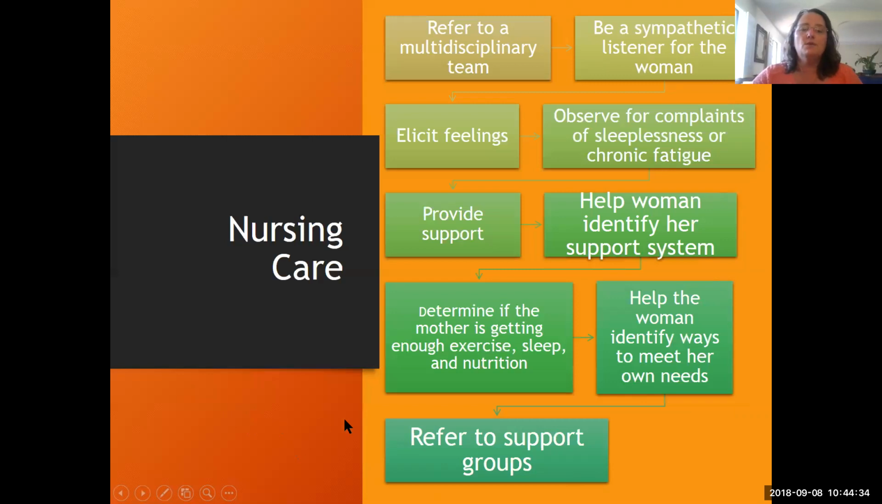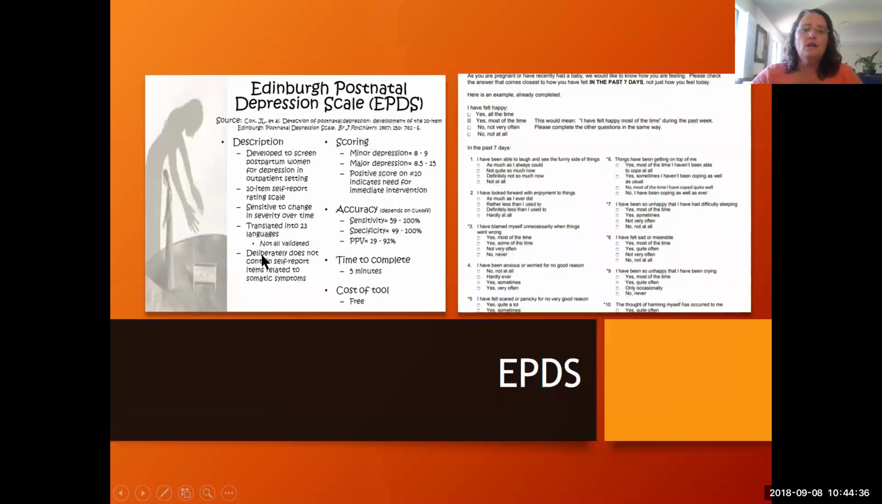So this is the Edinburgh scale that I was talking about. This is one of the postnatal depression scales that we use after delivery. It's per policy, but if they answer anything over a 10, we need immediate intervention. And if they answer question 10, "I have thought of harming myself has occurred to me," then we need to contact social services and get them involved and see what we need to do to help this woman.